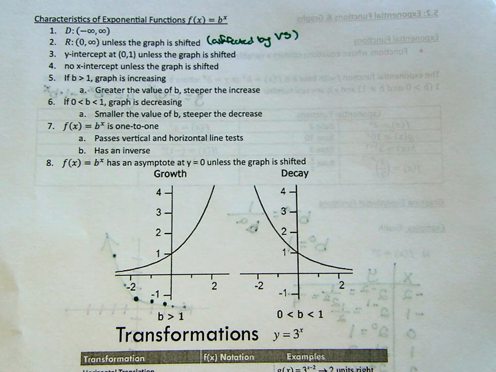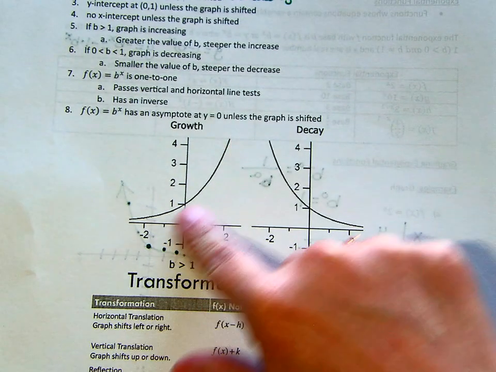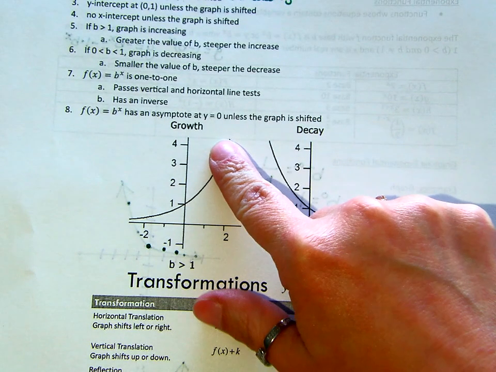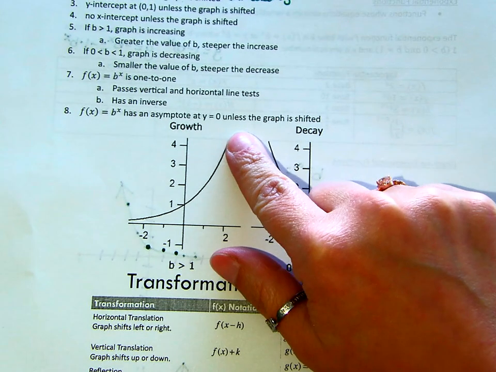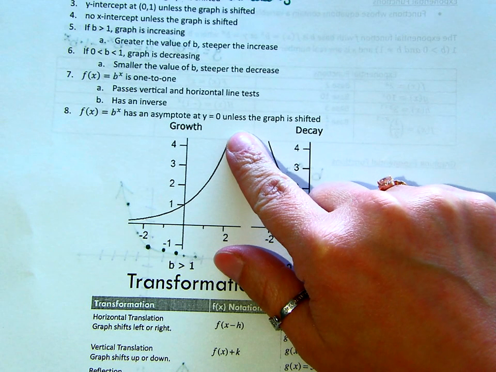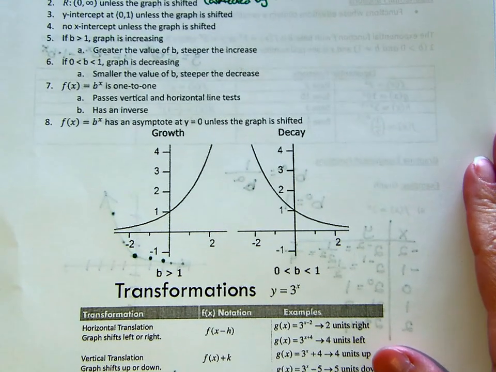There's no x-intercept. Again, we have an asymptote there, so we're not going to cross it unless we shift our graph. If our base is positive, then we have what's known as an increasing graph, or an exponential growth situation happening here. And the larger the b is, the steeper that increase. So we did it with just 2. If we had base 5, 5 to the 2nd power is 25, so it grows way faster. It just depends on how big that base is.